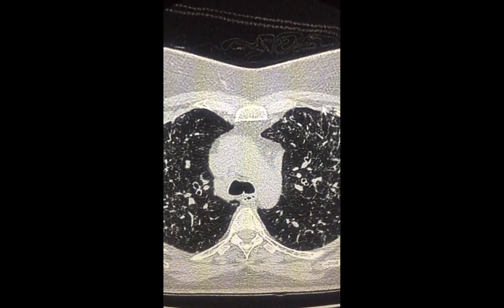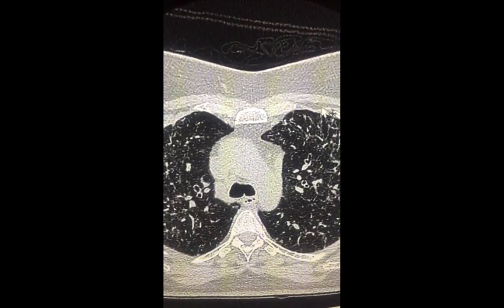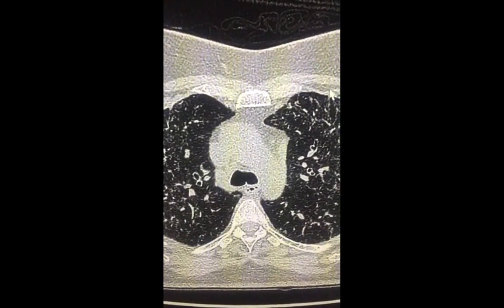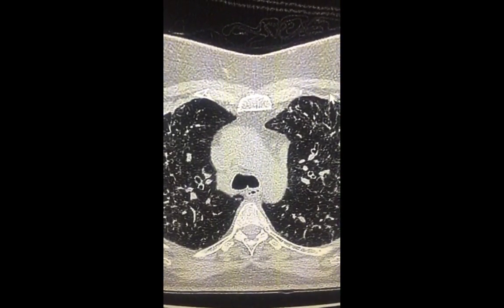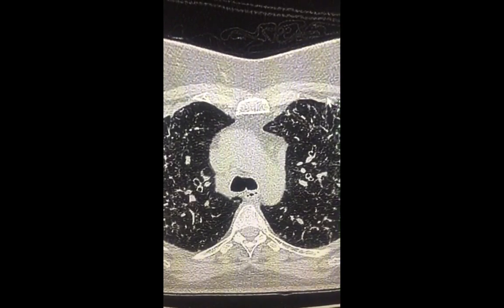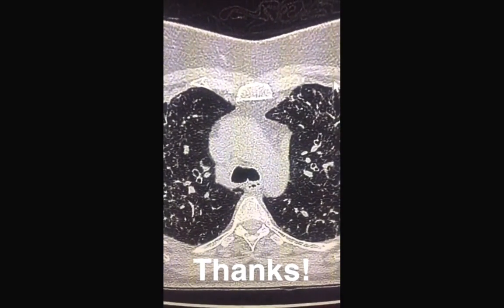We also learned that the perilymphatic distribution is that of the peribronchovascular, fissural, septal, and subpleural locations. And finally, an upper lung predominant, fibrotic, perilymphatic disease is typically sarcoidosis.